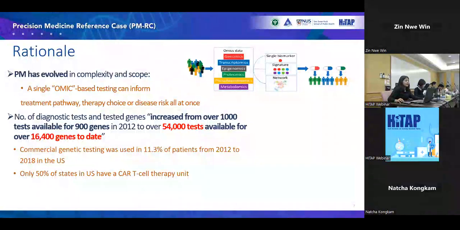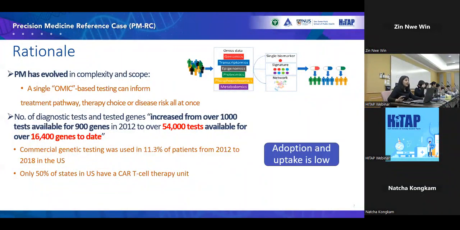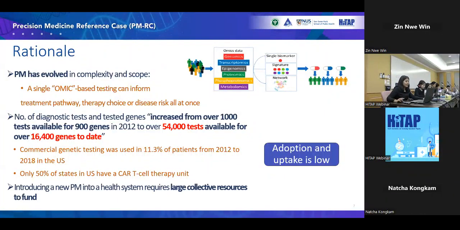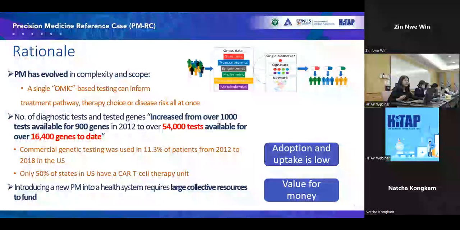The second reason is that the number of diagnostic tests from 2012 to present has multiplied. So in 2012, we had 1,000 tests available for just 900 genes, whereas now we have more than 50,000 tests available for over 16,000 genes. However, the adoption and uptake rate still remains low for these increasing numbers of technologies that are coming to the market. And introducing a new precision medicine into the healthcare system requires large collective resources to fund, and hence it becomes essential to determine the value for money that we are spending on precision medicine technology.